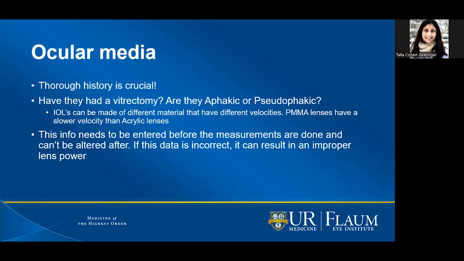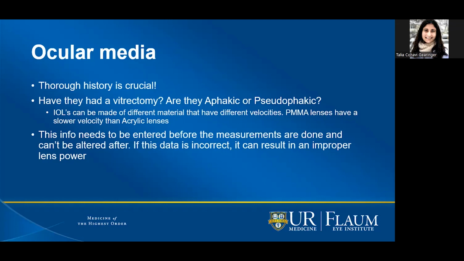Have they had a vitrectomy? What do they have in their vitreous cavity? Are they aphakic? Do they have no lens there? Are they pseudophakic and they're looking for a piggyback lens or a lens replacement? The different IOLs also are going to have different velocities. The PMMA lenses that were originally used with cataract surgery are a much more rigid lens than the acrylic lenses that we use these days. So their velocity is going to be slower. So having a good history is very crucial.